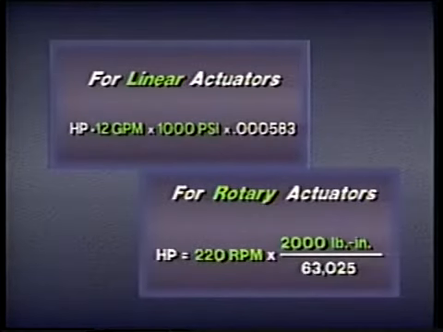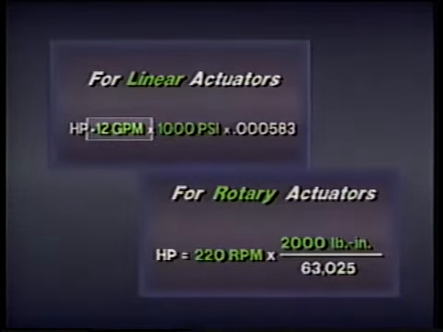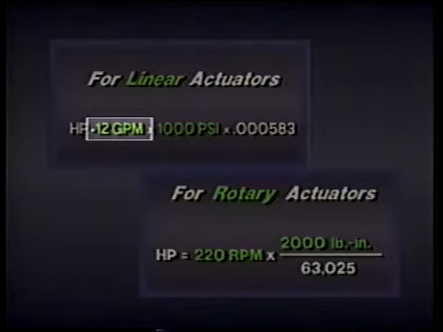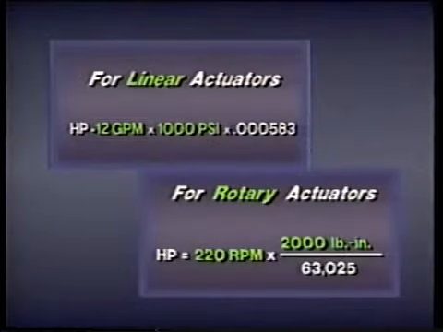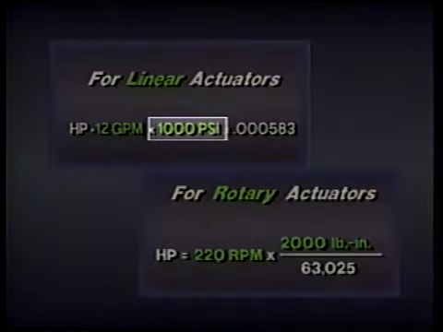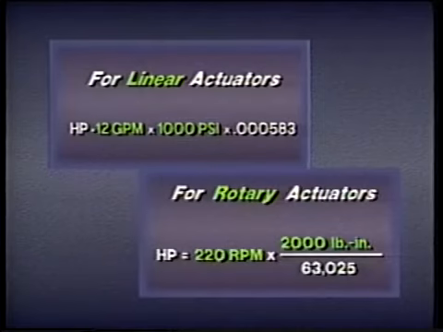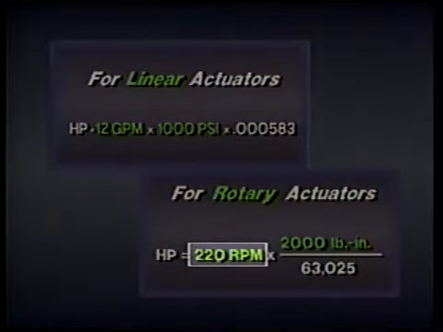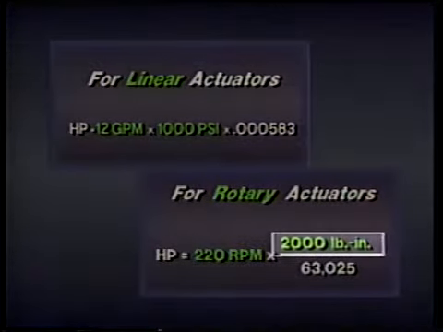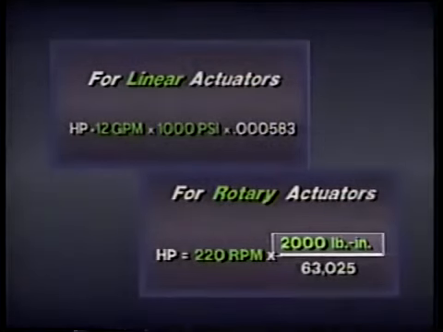Notice that in order for the formulas to work correctly, you must make sure the proper units of measurement are used. For linear actuators, flow must be in gallons per minute, pressure in pounds per square inch. And for rotary actuators, speed must be in revolutions per minute, and the torque must be in pound-inches.